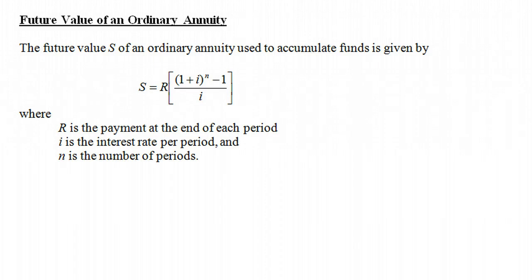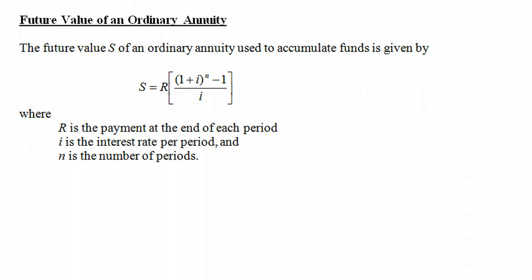In this video, we're going to talk about the future value of an ordinary annuity. Now, I'm going to give you the formula for the future value, and also we're going to do two examples. But actually, we derived this formula in the previous video, so we're just going to use it in this video without explaining where it comes from.